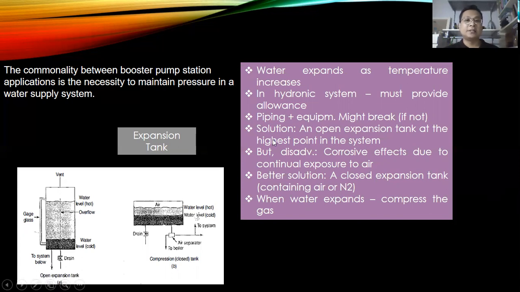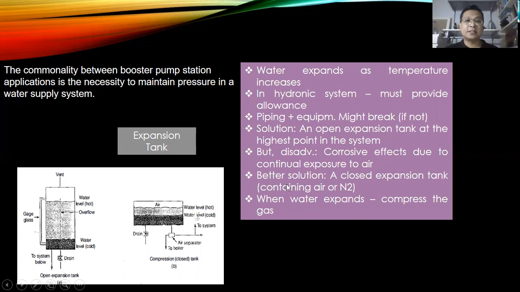Solution: an open expansion tank at a higher point in the system, but the disadvantage is the corrosive effect due to continual exposure to the air. So actually we mix the air with the water. What happens in this condition is that it will create corrosion inside the system, in the tank itself or the piping itself.